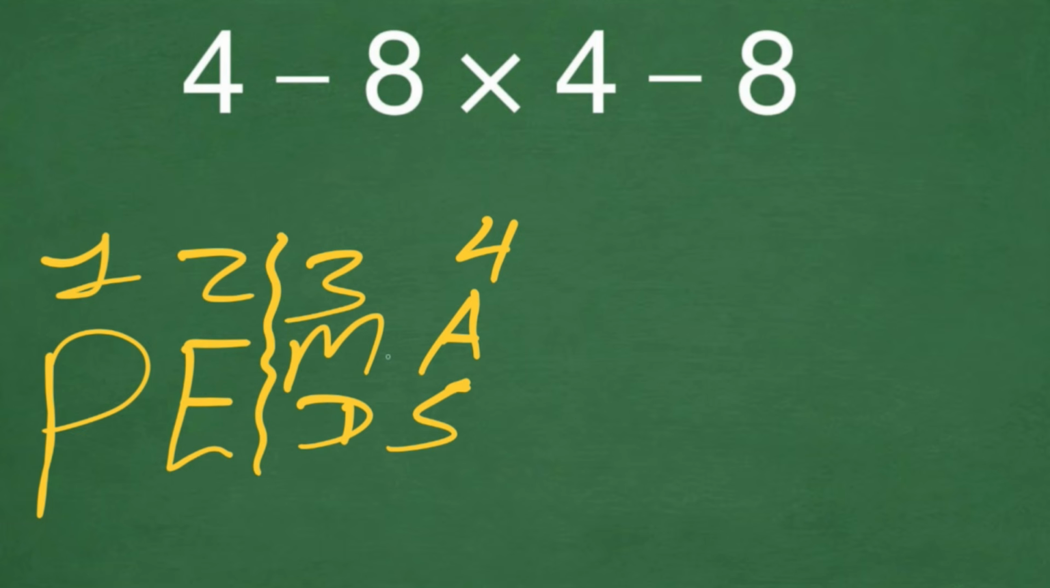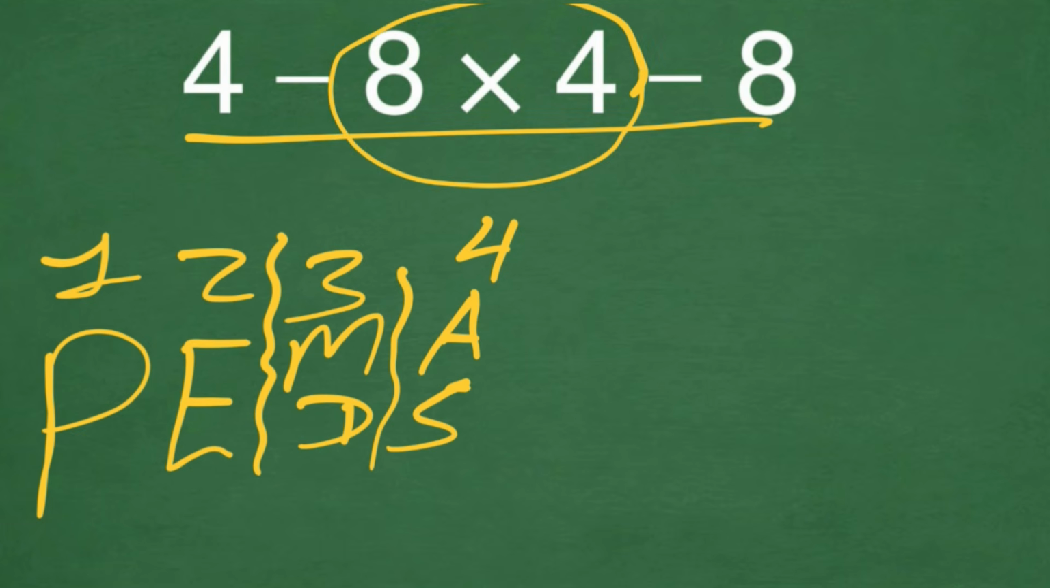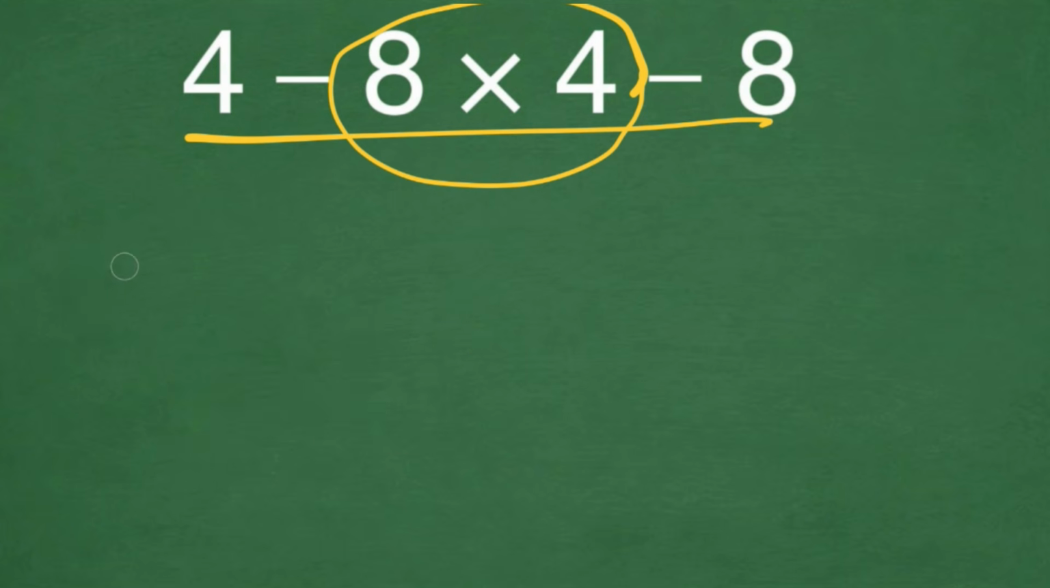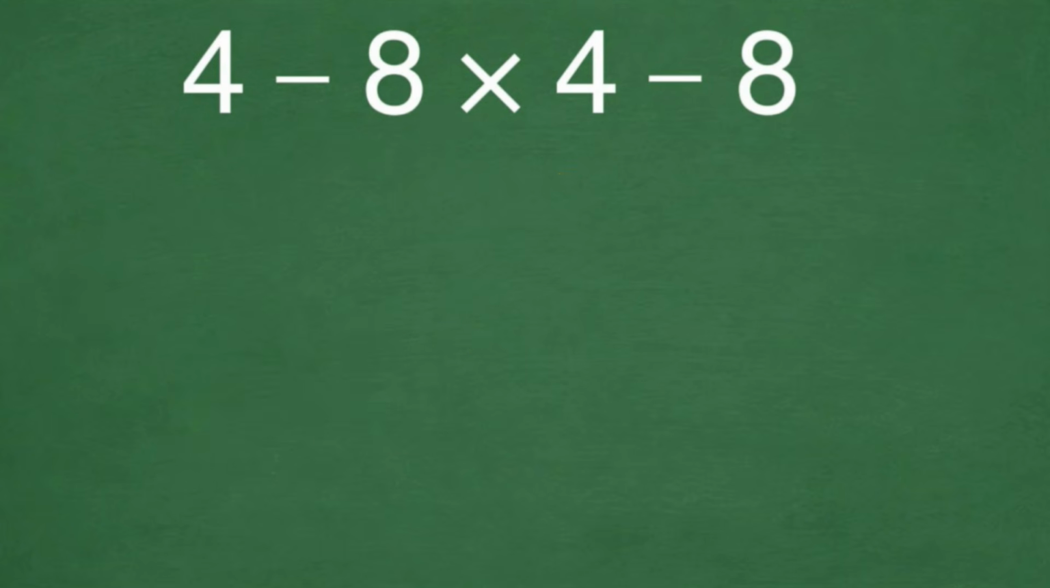So if we solve subtraction before multiplication, that is wrong. So in this equation, we have to do the multiplication before everything else, and we are going to move to the next equation. So here we have subtraction and multiplication, and multiplication has a higher priority, therefore we need to do the multiplication first.